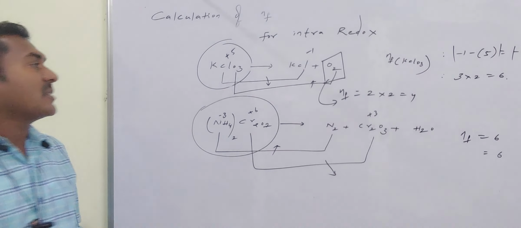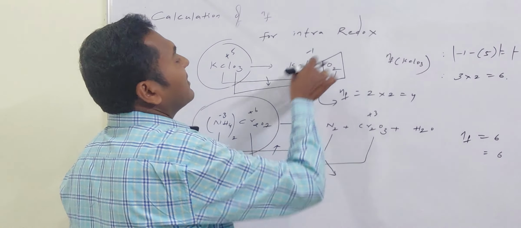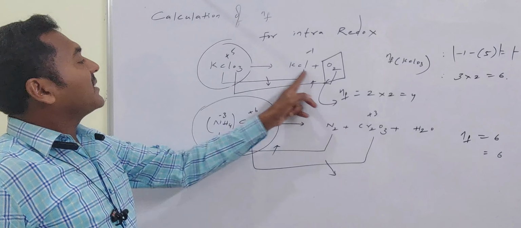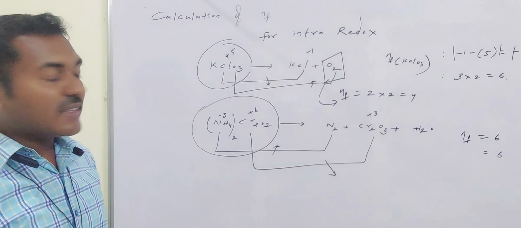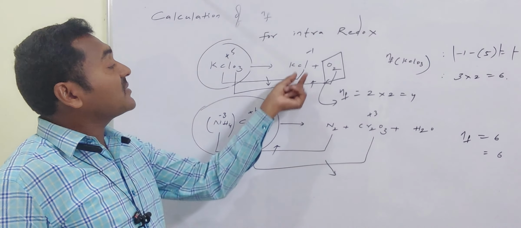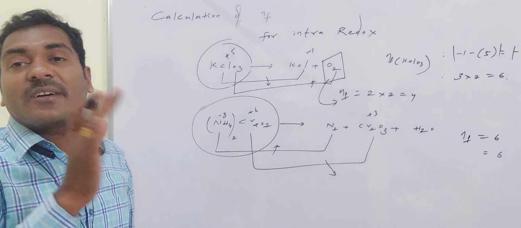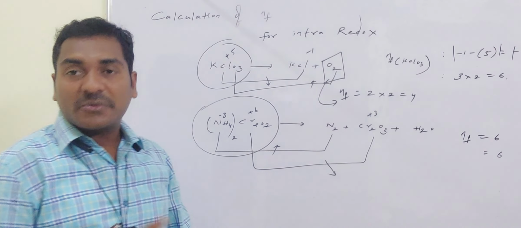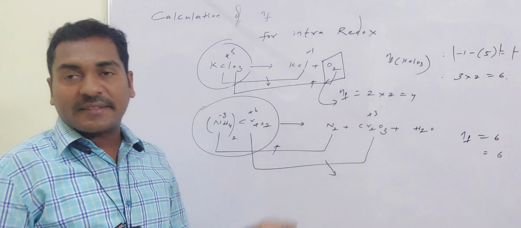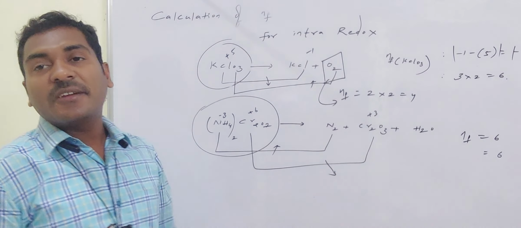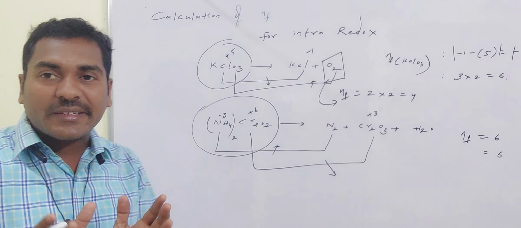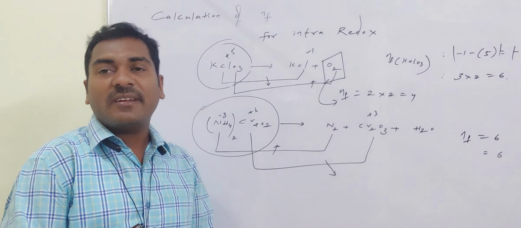4. Similarly, if I go for this KCl-related oxidation number, this is -1, whereas it is present from +5, hence the change in oxidation number is 6. Hence for this potassium chlorate also, that n factor will become equal to 6. It may be something else in other cases, but here it matches with potassium chlorate. Thus, the n factor of intra-redox reactions can be calculated.